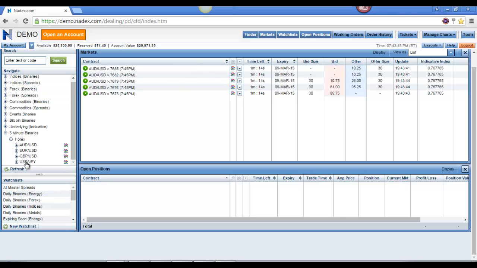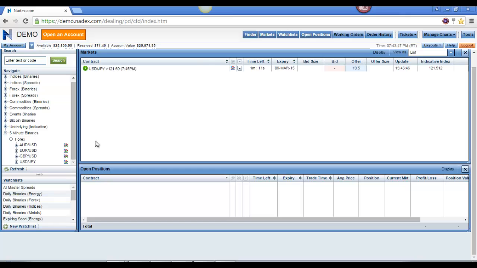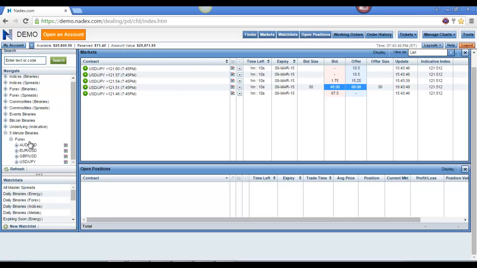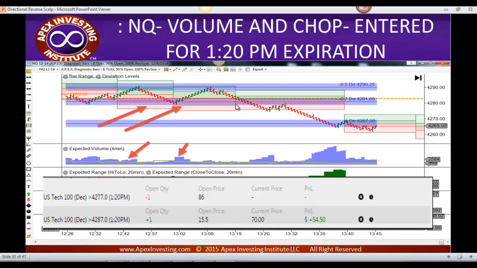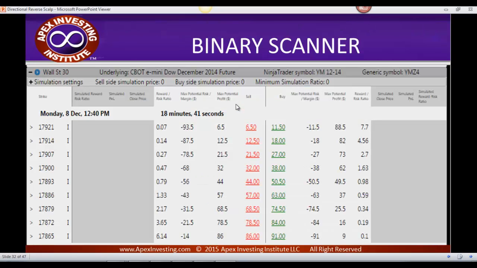Okay, now I want to look at the dollar yen. I'm having to click and click and click and go back and forth between all these different instruments, right? Well, the beauty of the Apex scanner we have, and I'll show you some more examples of it, is it pulls everything up for you. I'll show you some examples in a little bit of how it will pull all the different contracts up in one place, exactly what you're looking for.